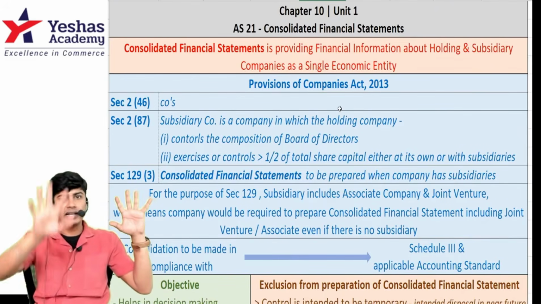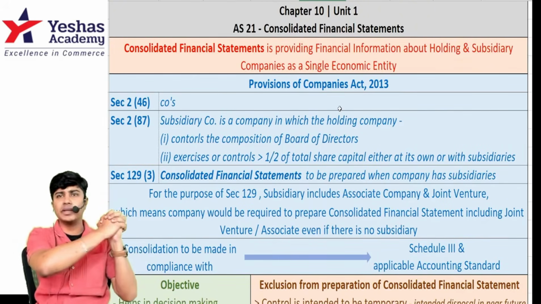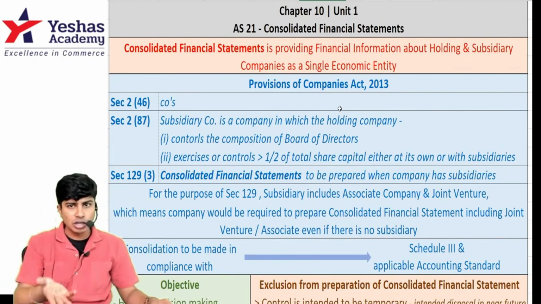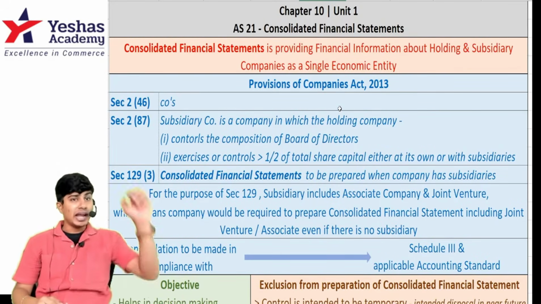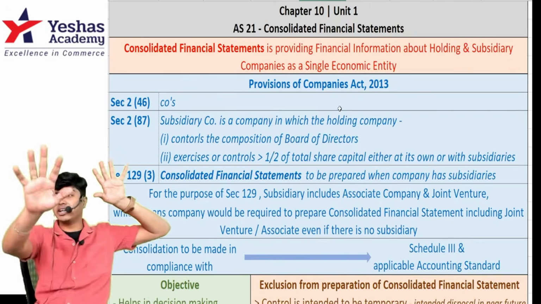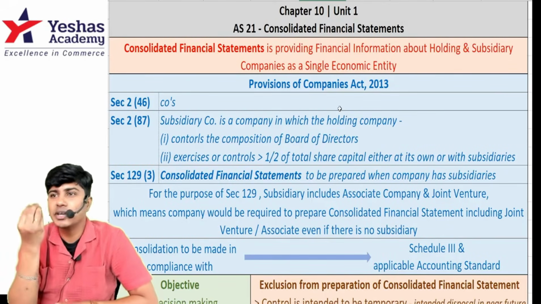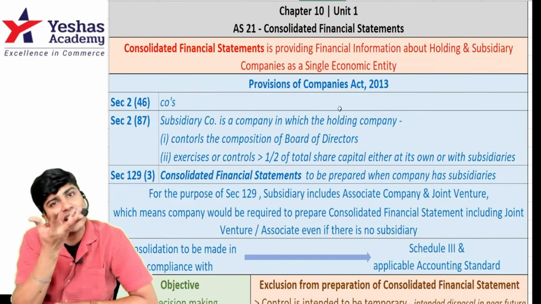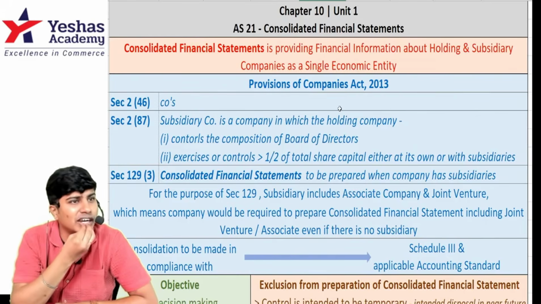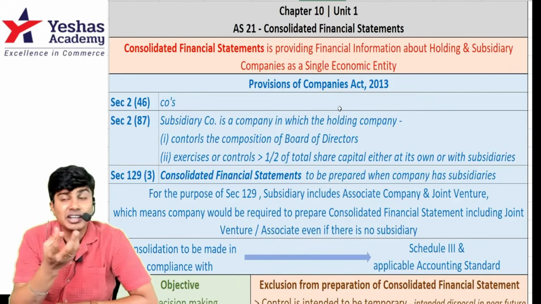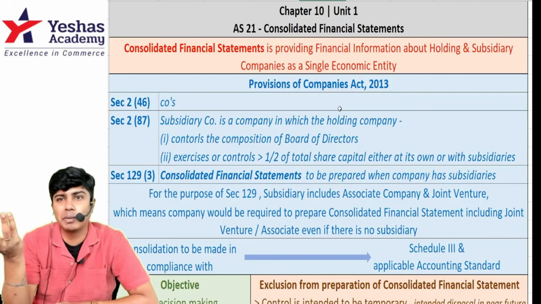I'll take my PL. I'll take your PL. Literally add both the PLs to prepare one single PL: consolidated statement of profit or loss. I'll take my cash flow statement, I'll take your cash flow statement, add them together: consolidated cash flow statement. So basically, consolidation is addition. This addition you will not do with two random people.